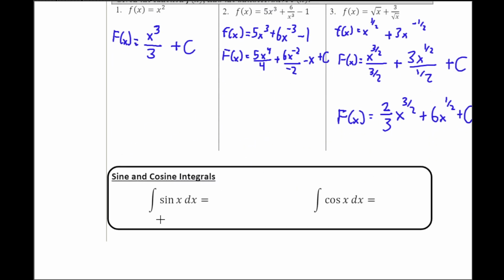So the integral of sine of x is negative cosine x plus c. If you remember from earlier, the derivative of sine x is cosine x, but the integral of sine x is negative cosine x, because if we took the derivative of negative cosine x, that would be a negative times negative sine x, and that would be a positive sine x. So the integral of cosine x is just the positive sine x plus c, because the derivative of sine x is cosine x.